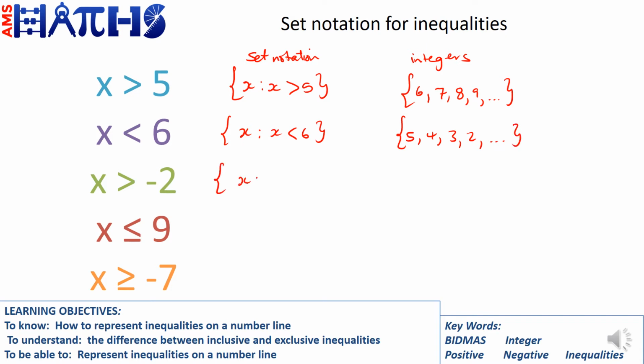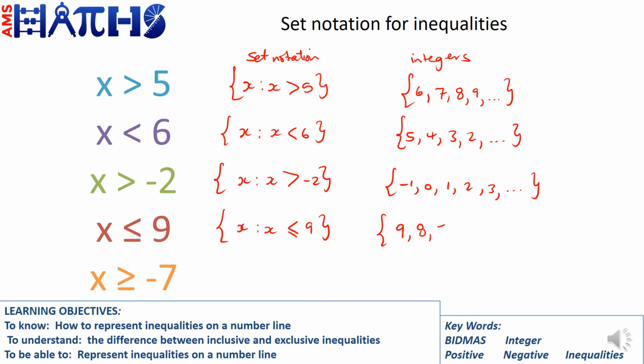And the other one, x is such that x > -2, and then numbers greater than -2 would be -1, 0, 1, 2, 3. We could go on, so we use dots and close the brackets. Then our next question, x is such that x ≤ 9, and the values we're looking for would include 9 because it says or equal to 9, and then numbers less than 9.